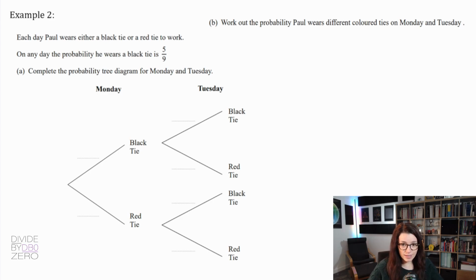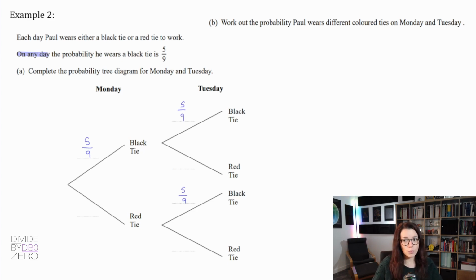So this time they're giving us the probability that he wears a black tie. So we can actually just put that straight on to the tree diagram for black tie. It does say on any day, so that means the probabilities won't be different on a Monday versus a Tuesday. So we can put 5 over 9 on these branches for black tie as well.